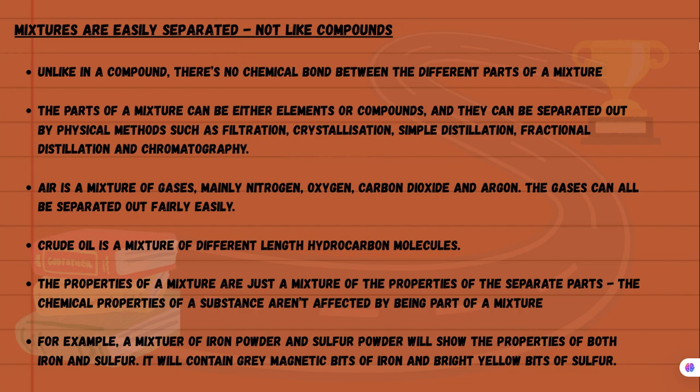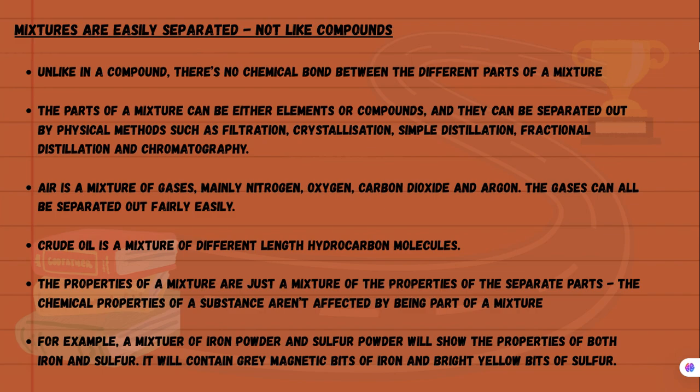Mixtures are easily separated, not like compounds. Unlike in a compound, there's no chemical bond between the different parts of a mixture. The parts of a mixture can be either elements or compounds, and they can be separated out by physical methods such as filtration, crystallization, simple distillation, fractional distillation, and chromatography.